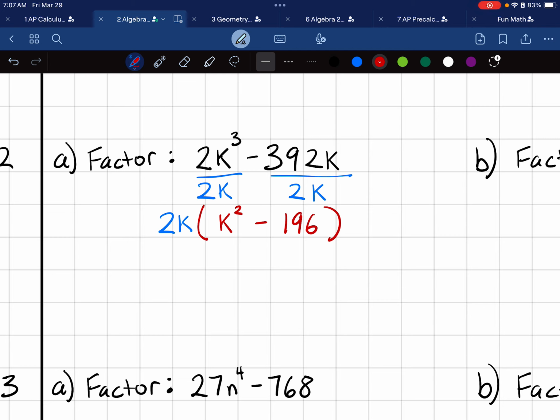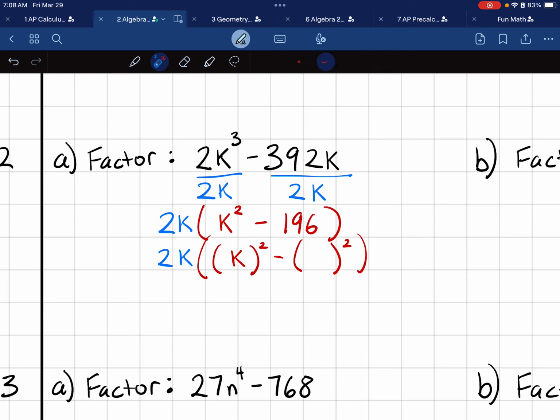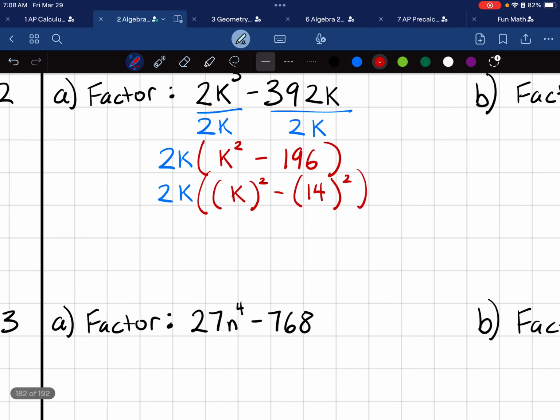Okay, so I factored out the 2k. Now I need to rewrite this thing in a better form, so I can say this is going to be times something squared minus something squared, right? All right, well, this one is obviously a k to get the k squared. So what number squared is 196? Again, that's the same thing as asking what's the square root of 196. This one is 14. Make sure you have those perfect squares memorized. And from here, I can rewrite our final form, which is 2k factored out, and then I have a k plus 14 and a k minus 14.